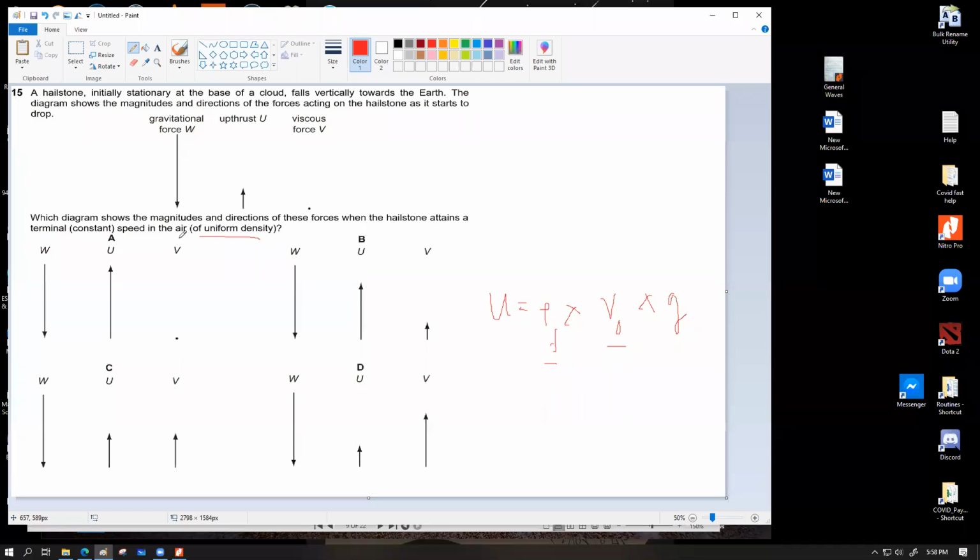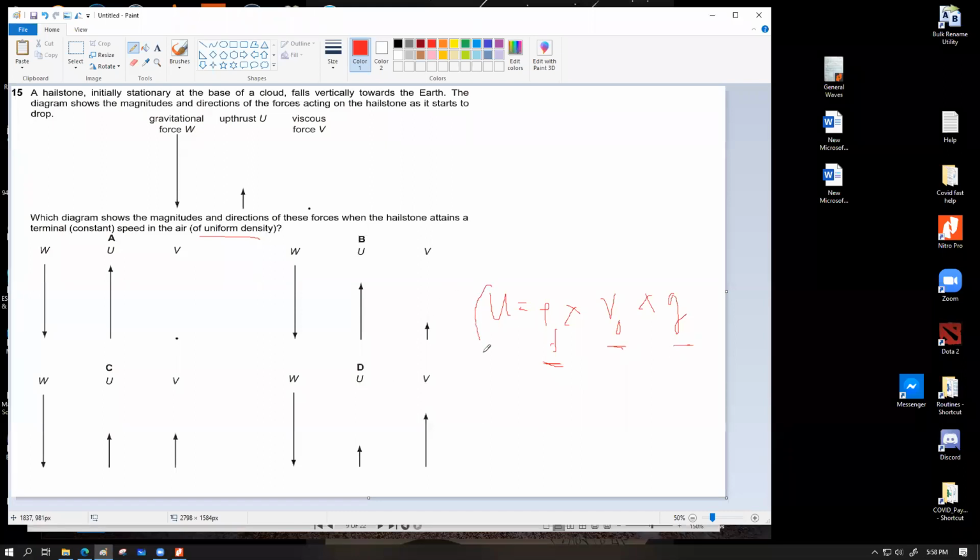But let's consider that the air now has a uniform density as the question tells us. So the rho F should be a fixed value. V0 should also be a fixed value. This is the volume of the hailstone, not going to change as the hailstone falls through the atmosphere. g is a default fixed value.